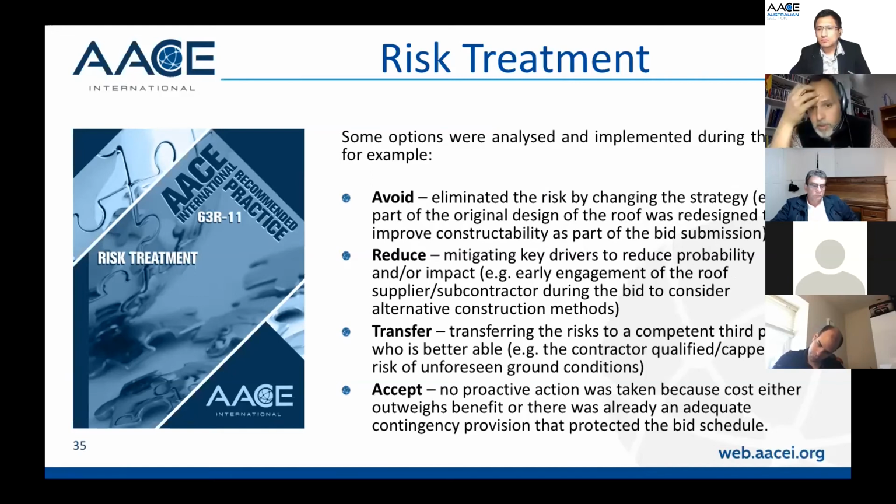We reduce some of the risk. So trying to mitigate the risk, we either reduce the probability or we reduce the impact. For example, we had an early engagement of the roof supplier during the bid. So we have a sort of pre-agreement with the roof supplier, and we said, look, you need to help me come up with a better construction methodology, if you think that's the better way to do it. If we win the job, you win the job. We also look at transferring some of the risk to a competent third party.